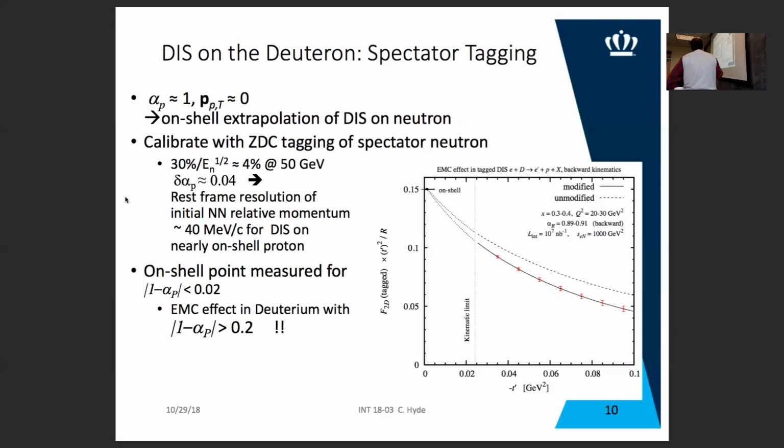So then we can essentially measure the on-shell structure function of the proton as it's bound in the deuteron, and so we can calibrate a lot of these issues by both tagging the spectator proton and tagging the spectator neutron.